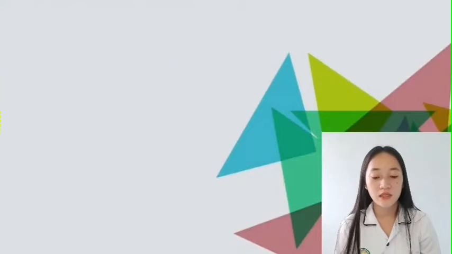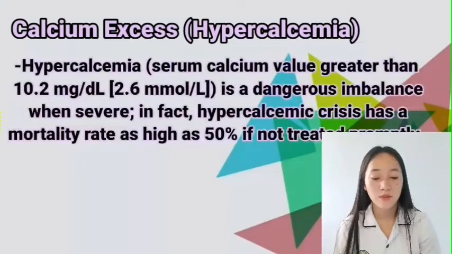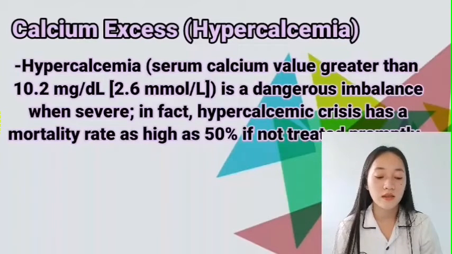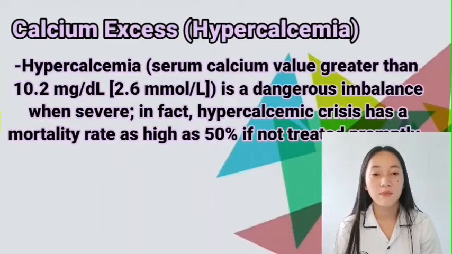Then the calcium excess, hypercalcemia. Hypercalcemia, a serum calcium value greater than 10.2 mg/dL, is a dangerous imbalance when severe. In fact, a hypercalcemic crisis has a mortality rate as high as 50% if not treated promptly. So hypercalcemia is a condition in which the calcium level in your blood is above normal.